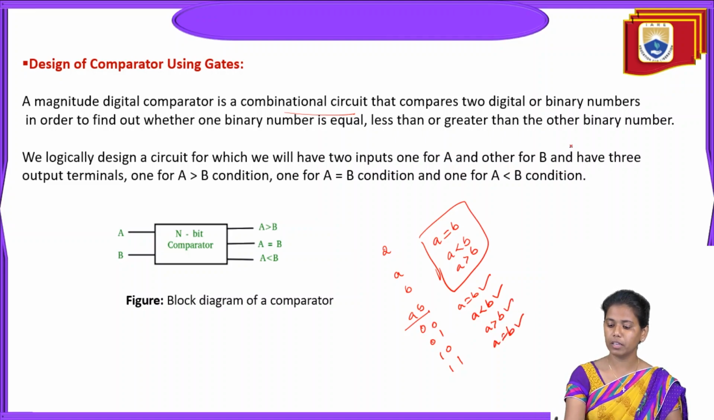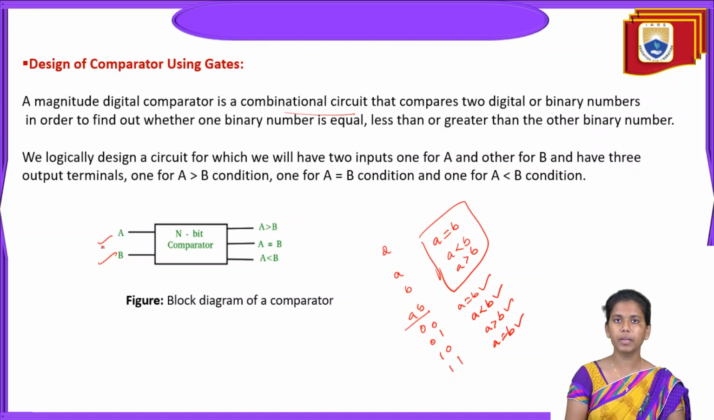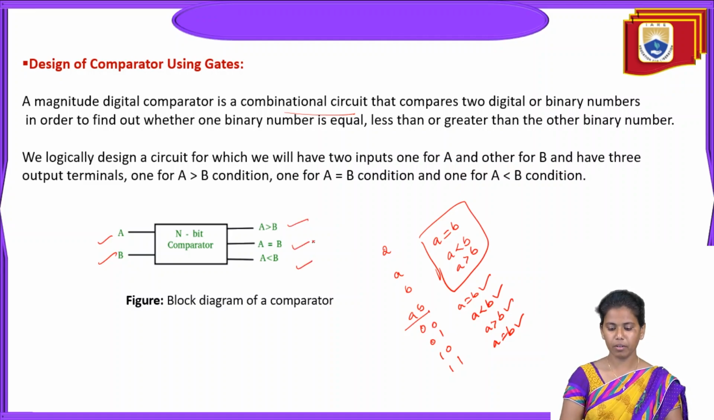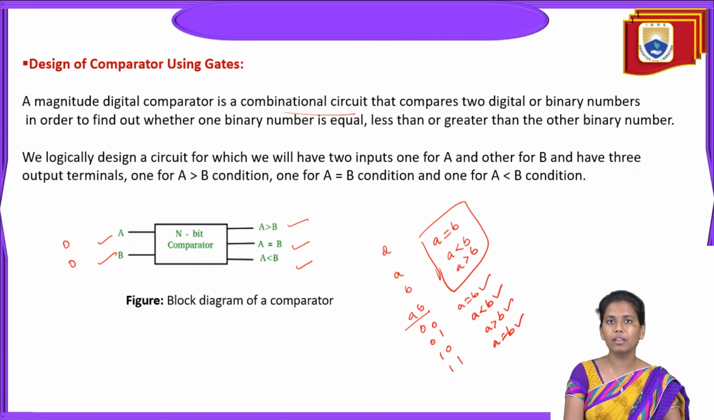This is how, by using the binary values, we compare the inputs for greater than, less than, or equal to. Then we logically design a circuit with two inputs, A and B. As it is an n-bit comparator, we can compare n number of bits, but here we are considering only A and B as inputs. The conditions are A greater than B, A equal to B, and A less than B. If your inputs are 0, 0, then A equal to B is achieved. Based on the binary values that you give to the inputs, the output is observed.